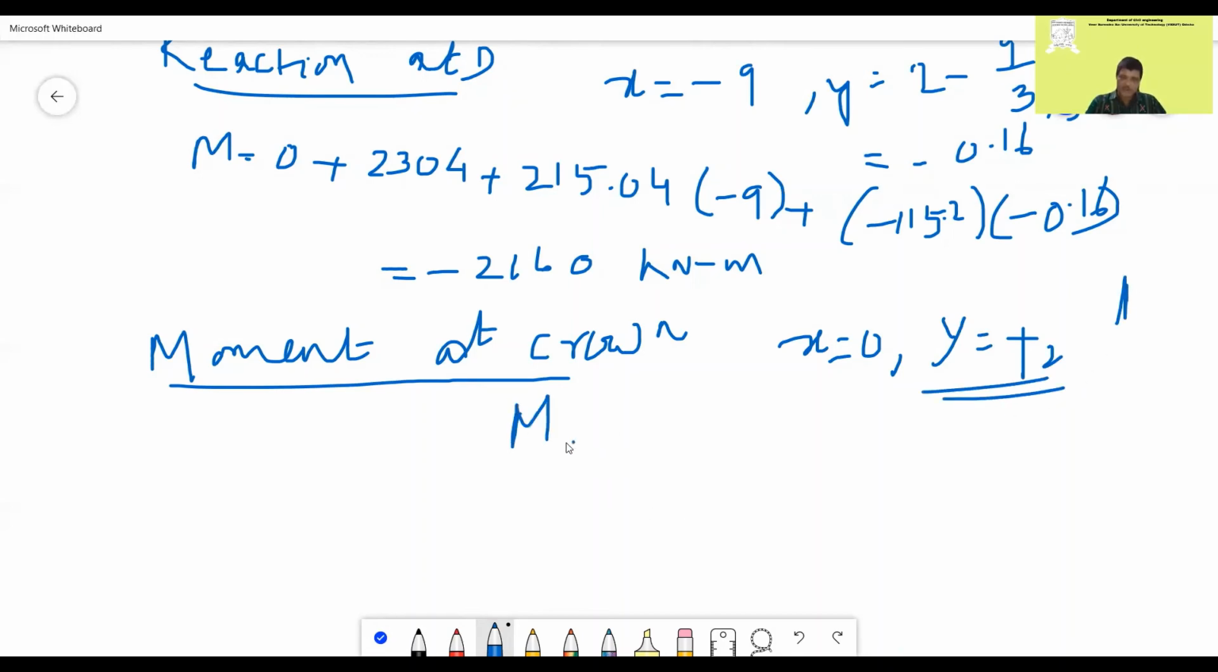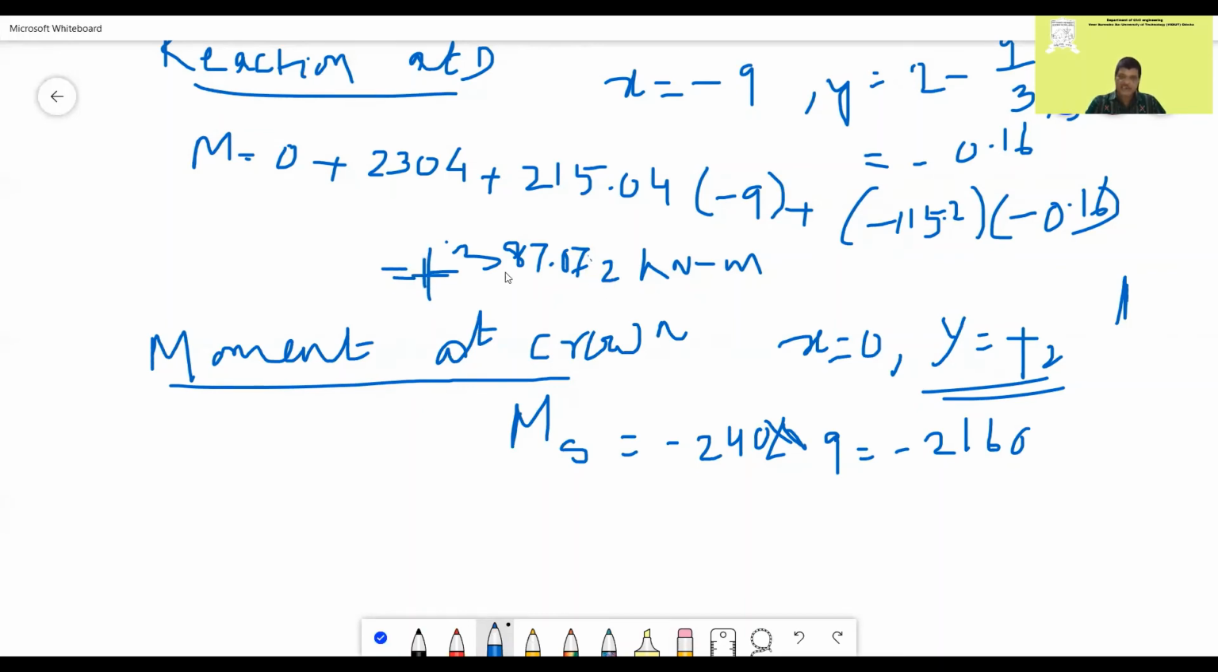Now what is the simple supported moment? MS will be minus 240 into 9 as a simple supported moment, minus 2160 kilonewton meter. This value will come as 387.07. So this is plus, which means tension is inside. And this is minus 2160.